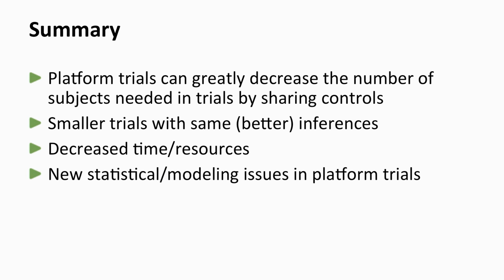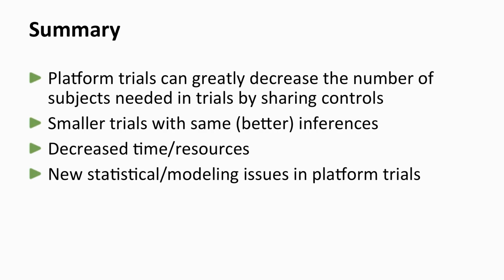So platform trials can greatly decrease the amount of resources needed in trials. I've showed you examples of that where by sharing controls across arms, we can enroll as much as 67% fewer controls with the same or better inferences for each of the arms. It results in decreased time and resources for these trials, better, if not the same, inferences. Patients really like the fact that we're enrolling far fewer placebos or controls in trials. It brings about new statistical questions. How do we model time in trials and potentially different modes of administration of these controls?